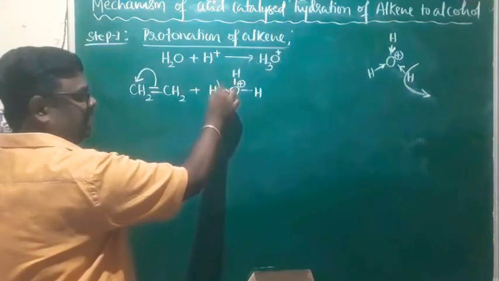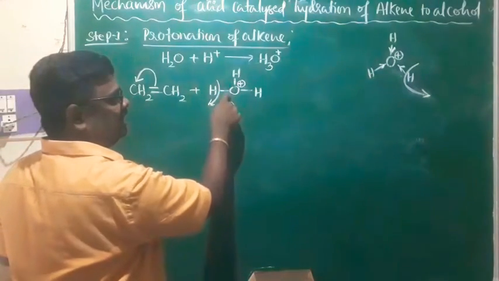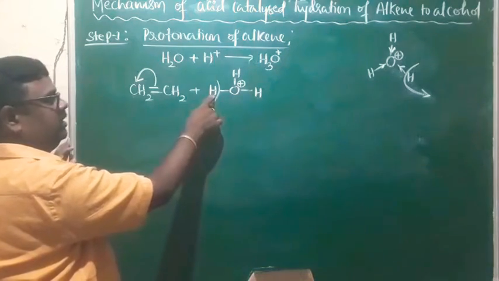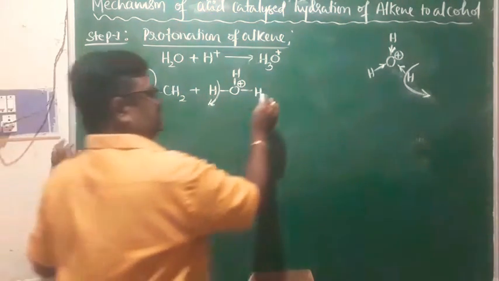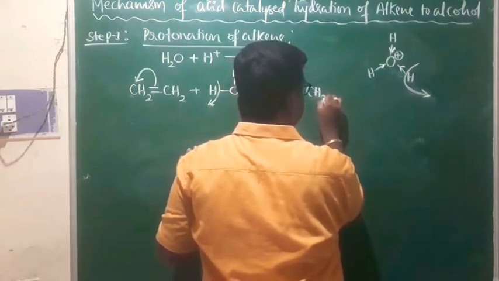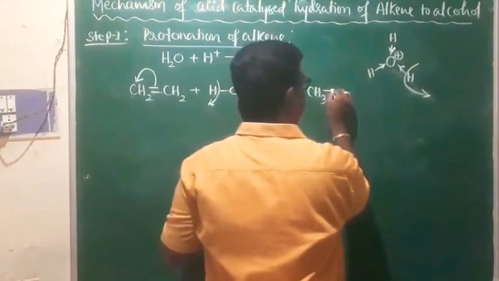I am removing hydrogen from the bond. With these sigma electrons, the oxygen-hydrogen bond is released in the form of H plus. H plus will be attacking the CH2 minus. CH2 minus becomes CH3. The double bond is converted to a single bond.